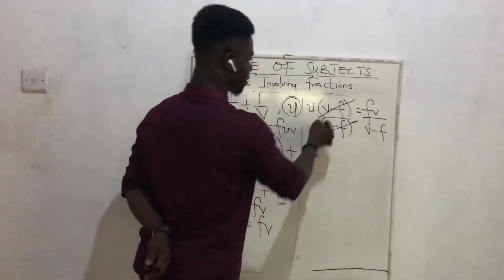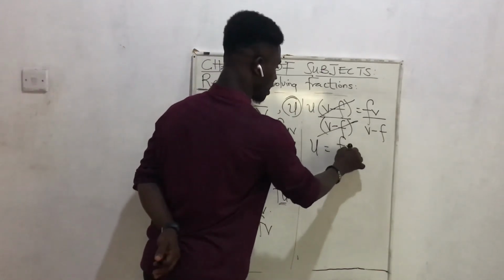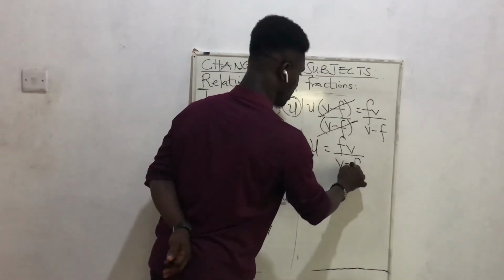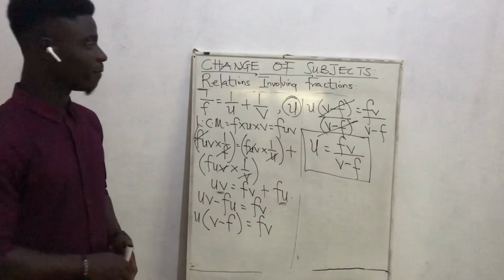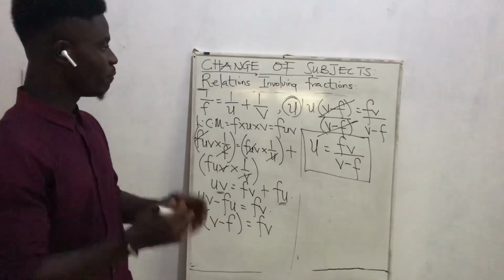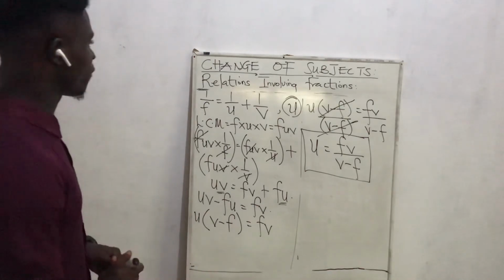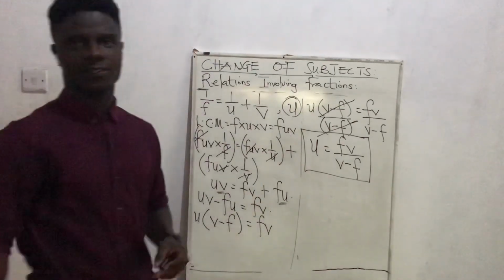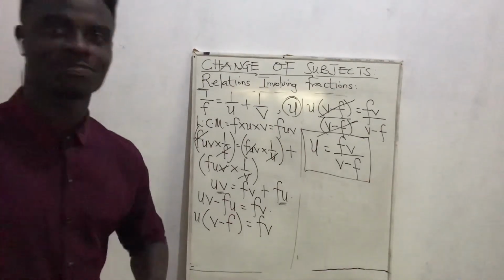So this one cancels, right? Which is U equals FV all on V minus F. So U equals FV all on V minus F. So that's very, very simple. Change of subject, relations involving fractions. So watch the steps very, very well. Good luck.